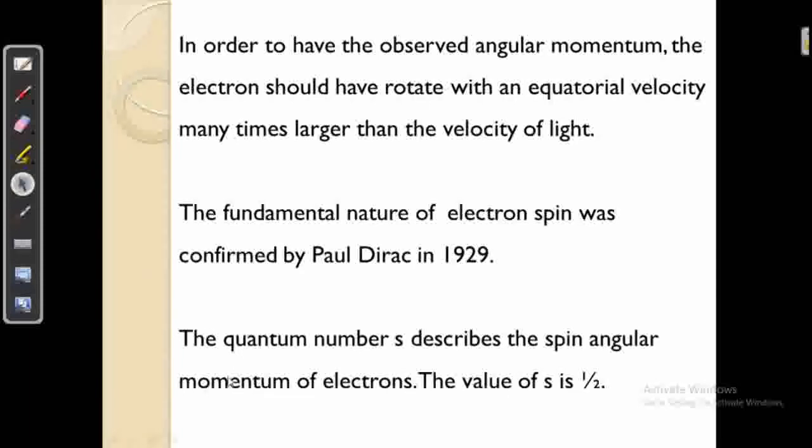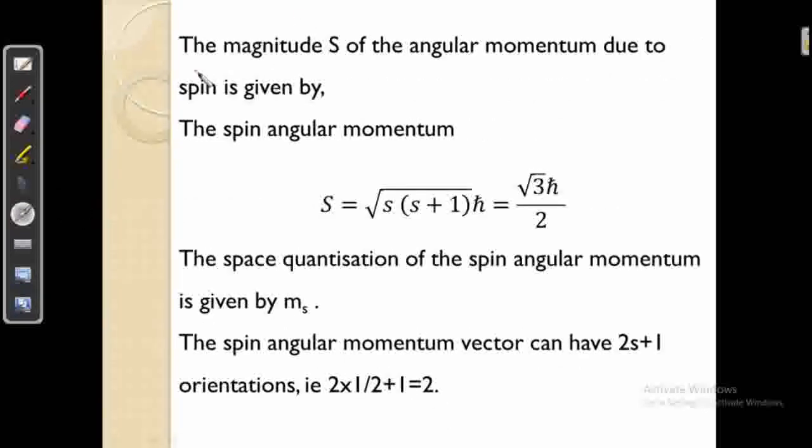The quantum number S describes the spin angular momentum of electrons. So it should have some spin. This quantum number S describes the spin angular momentum of electrons, and the value of S is half. Associated with spin, you have spin angular momentum, and the magnitude of the angular momentum due to spin is given by capital S equal to root of s into s plus 1 times h cross, that is equal to root 3 h by 2.